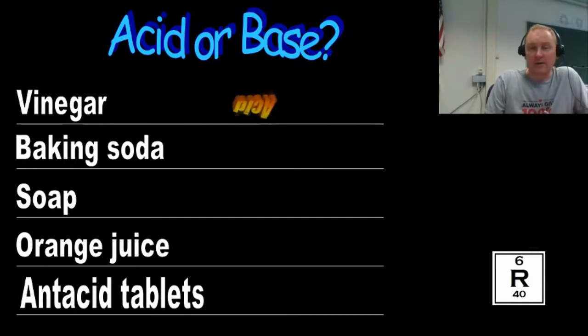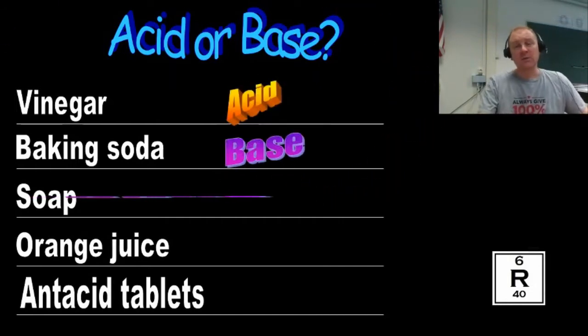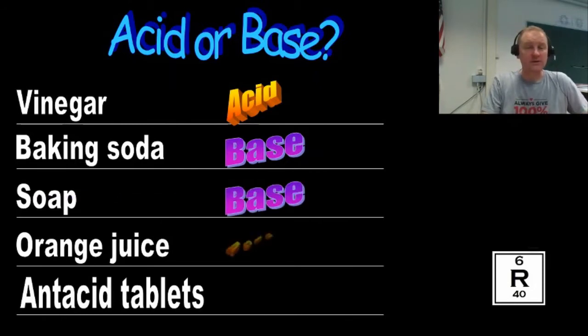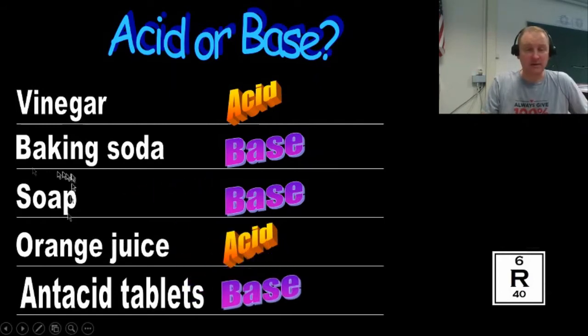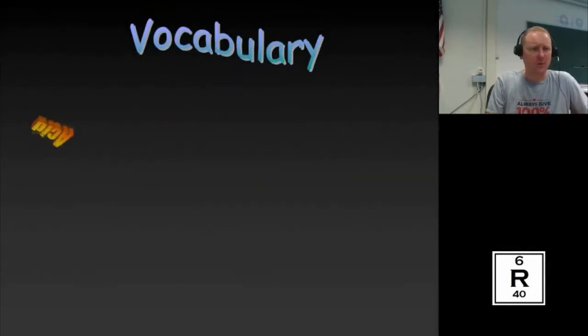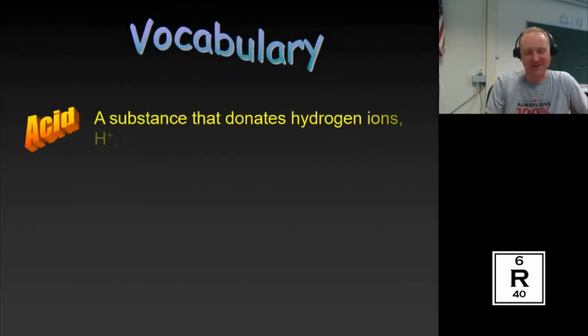It doesn't matter if you got them right or wrong, but vinegar is an acid. Baking soda is a base. Soap is a base. Orange juice is an acid. And believe it or not, some people miss this last one, antacid tablets. It's a base. A lot of times people say, well, it's an acid because it says acid. But also ant means anti, not. So this literally says not an acid. It's a base. But that's just a little prior knowledge. So you may have already had some knowledge about acids and bases before this lesson started. I love vocabulary. That's all I'm trying to talk to you about.